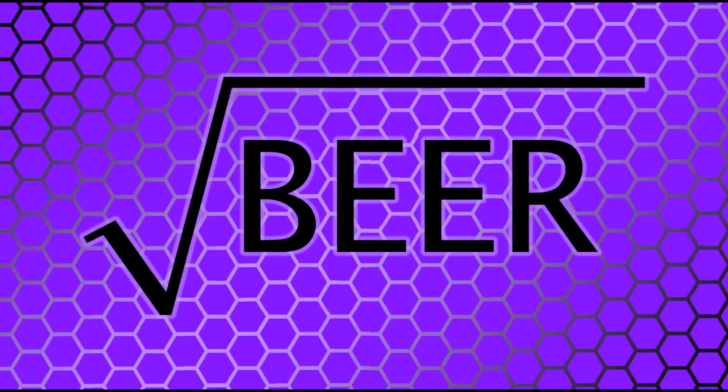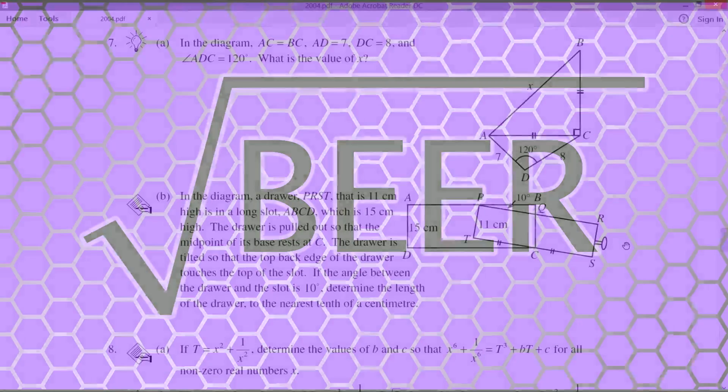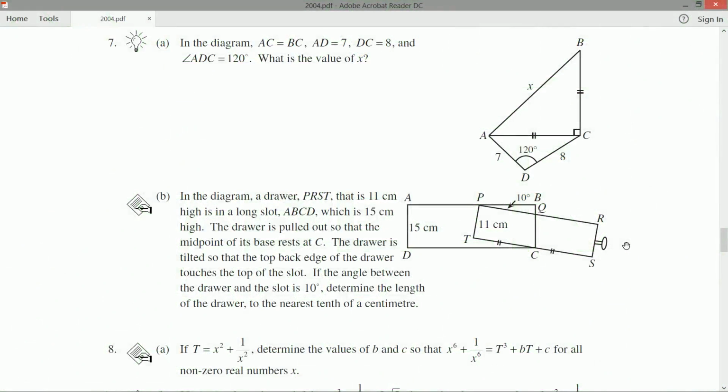We're looking at question 7 now. Question 7 on the Euclid contest from the year 2004. So we got A part, light bulb. In the diagram, AC is equal to BC. Fantastic, they even have it labeled for us over here. AD is equal to 7, DC is equal to 8, ADC is 120 degrees. What is the value of X?